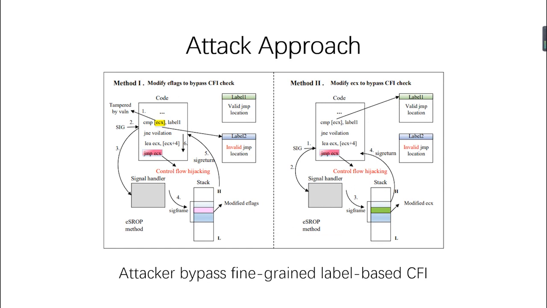Attackers can also use our eSROP attack to bypass fine-grained level-based CFI defense. The fine-grained CFI rewrites the binary to insert some verification code before each indirect branch. If we send the signal when the program is executing the CFI verification code and use the signal handler to modify the EFLAGS register value in the signal frame, we can manipulate the CFI verification result. Then, when the signal returns, the CFI defense is bypassed. The attacker can jump to an arbitrary location.